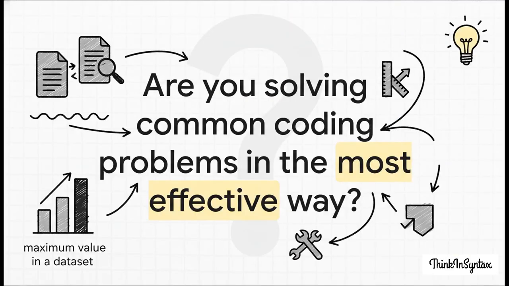All right, let me ask you something. When you're up against a common coding problem, like comparing two files or digging out the max value from a dataset, are you really confident you're using the best tool for the job? Or is there a little voice in your head wondering if there is a smarter, maybe more elegant, or even just a safer way to do it?